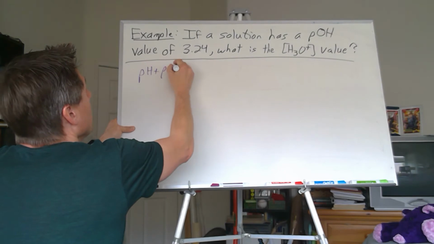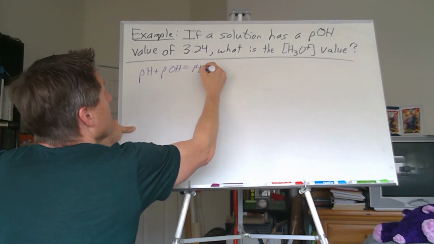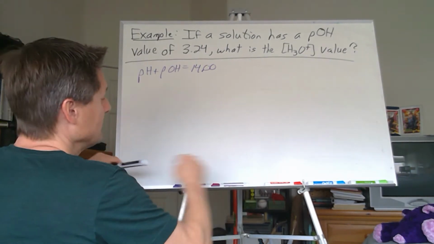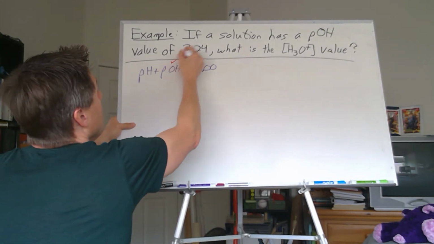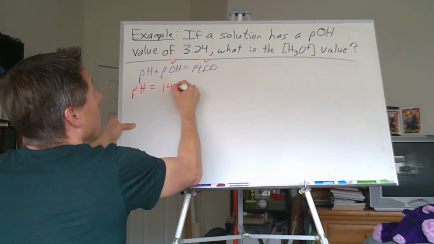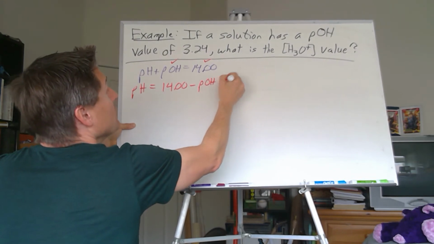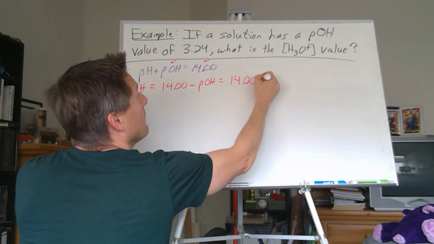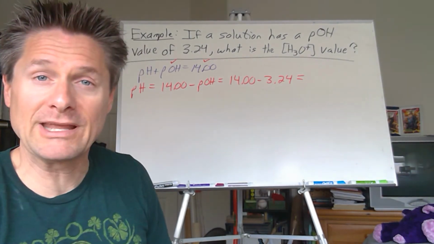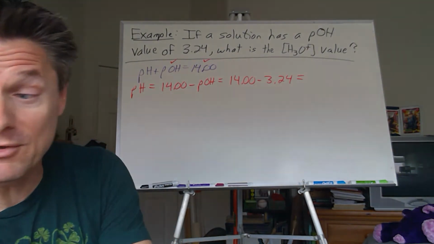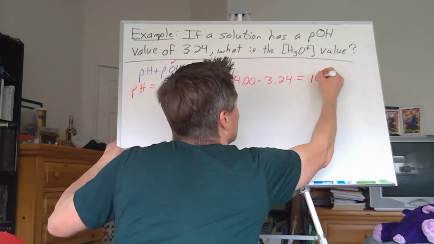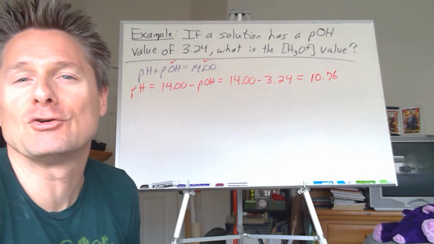So I know pH plus pOH equals 14.00. That's something I would provide you on a quiz or test. We can rearrange this and solve for pH. So pH will be 14.00 minus the pOH, which was provided for me. So I'm going to go 14.00 minus 3.24. Good to two decimal places, so we're going to get two decimal places in our answer. Some of you could probably do that in your head, but I don't trust myself so much. I need my calculator. I'm going to get 10.76 for that. So the pH of that solution is 10.76.